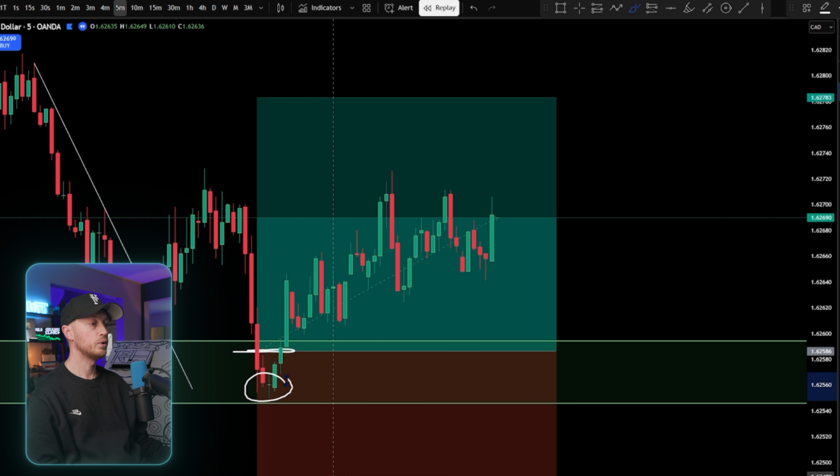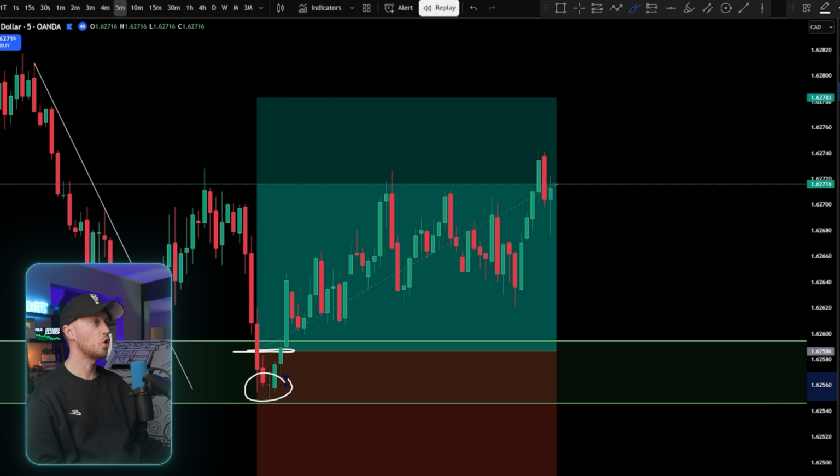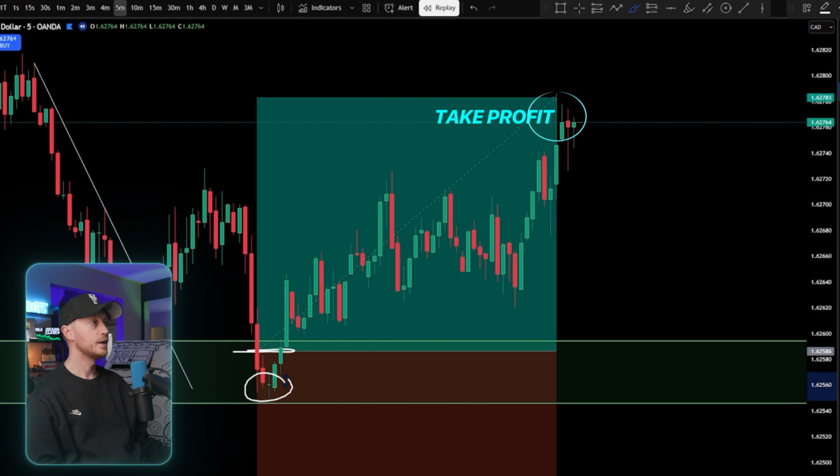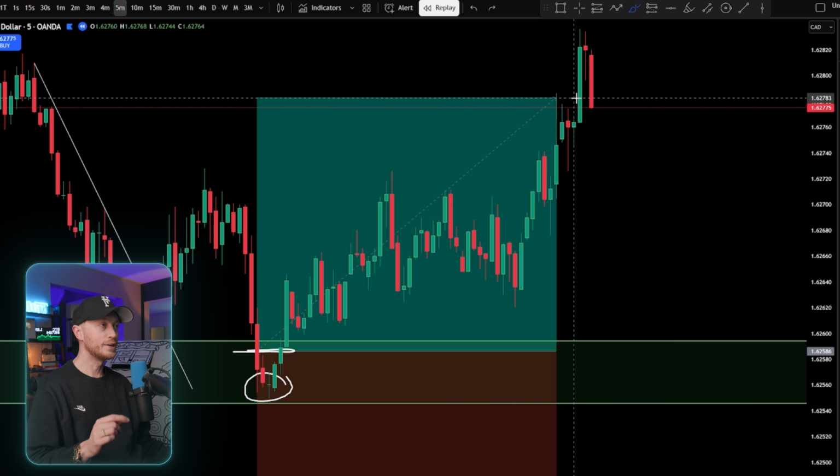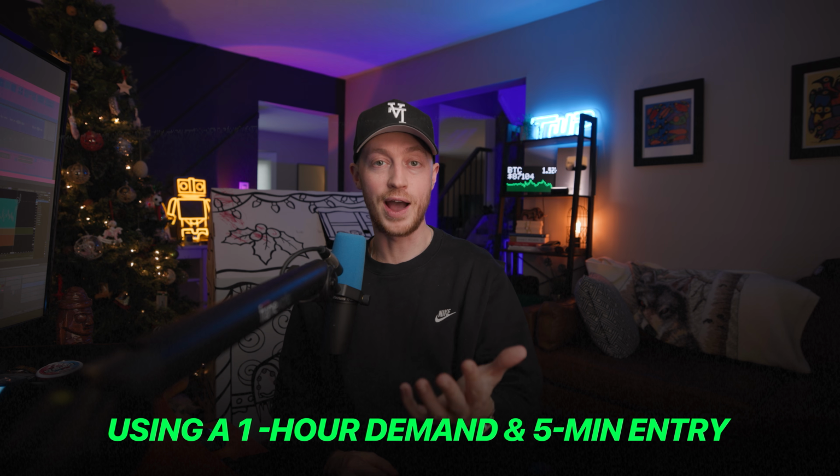Closed in the zone, price pushed up and went all the way to my take profit and continued up a little further for an excellent trading position using a 1 hour demand and a 5-minute entry.